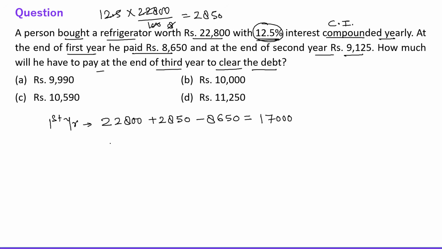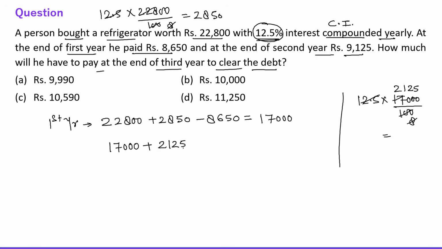Okay. So for second year, the cost of the fridge will become 17,000 plus 12.5% interest. So 12.5% of 17,000 will be what? This is 8. So 8 2s are 16 and then this is 1 and this is 2 and this is 5. So 2,125. So 2,125 is the interest at the end of second year. So at the end of the second year, total cost is this.